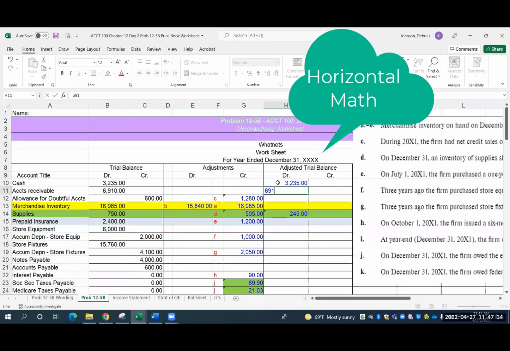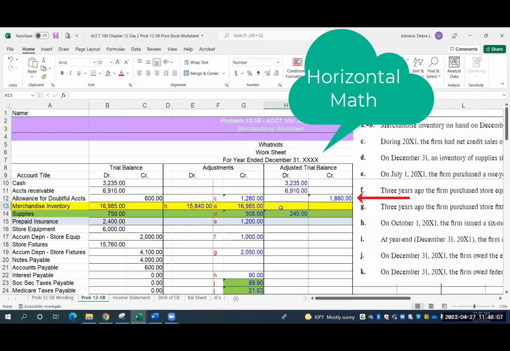Accounts receivable didn't change at 69.10. Now you've got to be careful because you have that funky new contra account that we learned about. And it did have a starting balance. It was 600 and we added 1280 to it. Move over to the credit column because it's a contra asset and add them up. So 600 on your calculator plus 1280 is 1880.